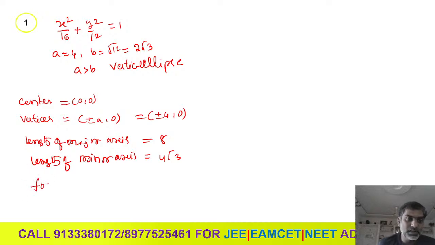Then let us come to the foci. What are the foci here? Plus or minus AE, 0. Yes or no? But here we have the A value, but we didn't calculate the E value. First let us try to calculate what is E. Already in the above tables we have discussed the relation between A and B. If it is a vertical ellipse, then we get B square is equals to A square times 1 minus E square. Yes or no?